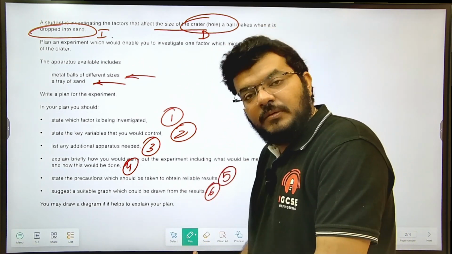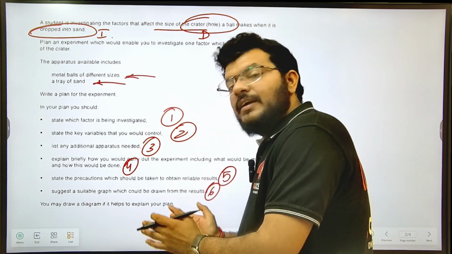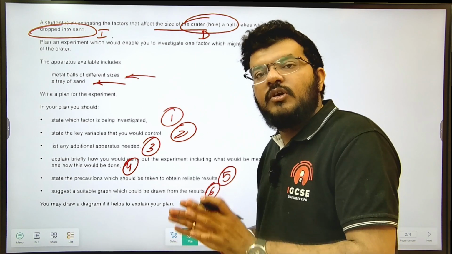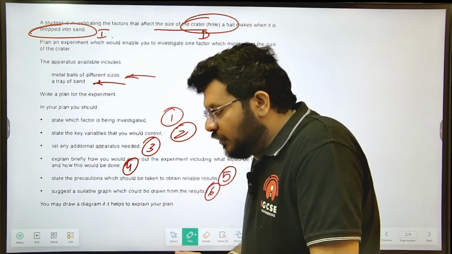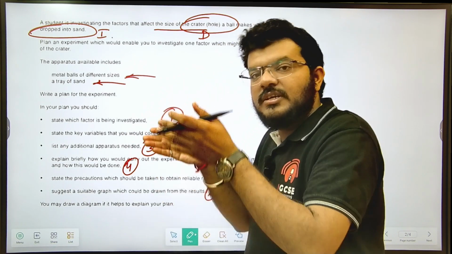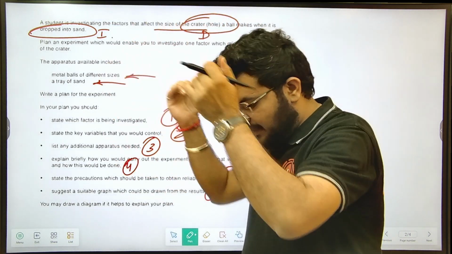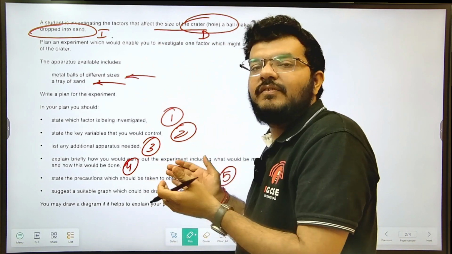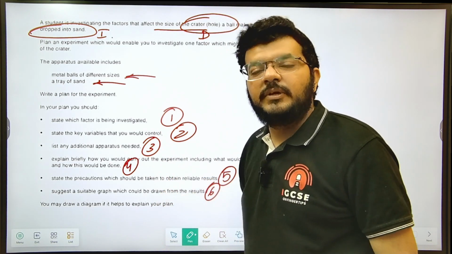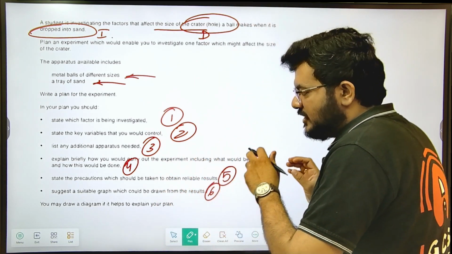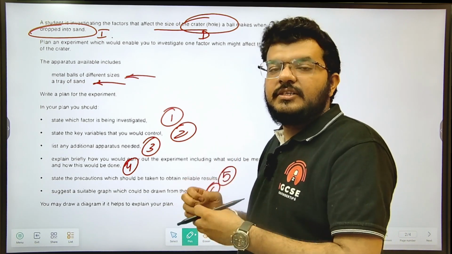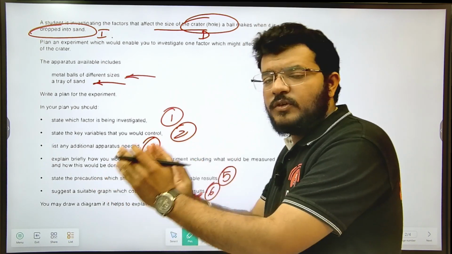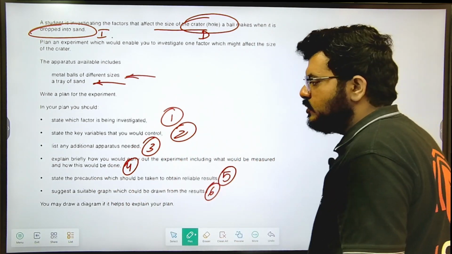Once I have done that, I will make the sand flat again. Again at 1 meter, I'll drop the ball. Again, I will repeat the whole process. I will do this for 1 meter 3 times. Then I will go to 1.2 meter. Repeat 3 times. Go to 1.4 meter. Repeat 3 times. Go to 1.6 meter. Repeat 3 times. Because I have started at 1 meter, I have to go till 2 meter, right? I have already said that you have to repeat this at least 5 times. So three repetitions for the same value and 5 different sets of values, right?